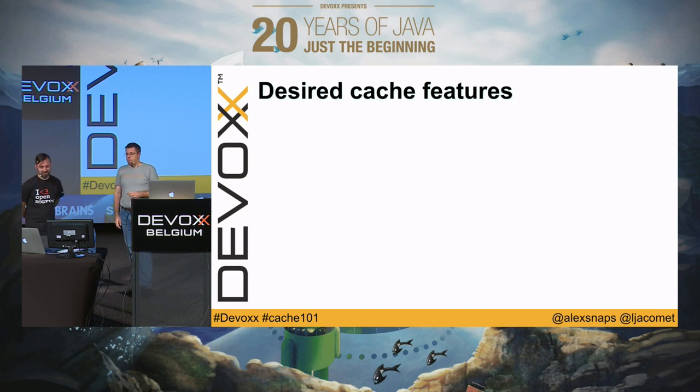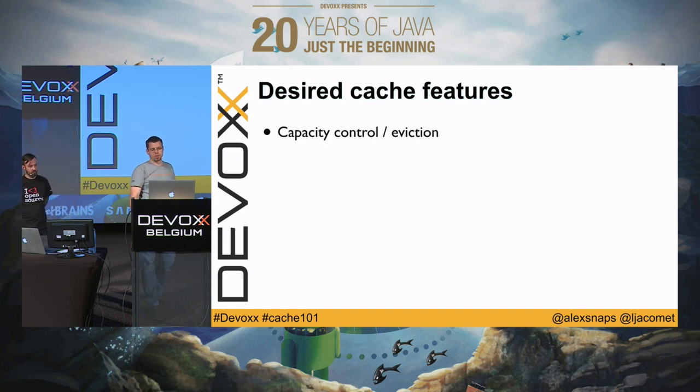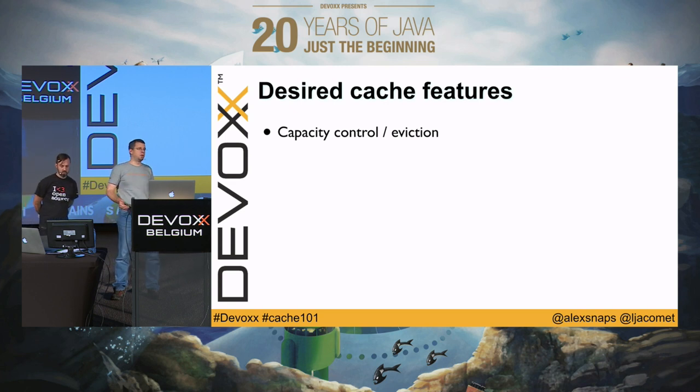So then a bit more on what we want with regards to features. One thing we said, since we're treating memory, we want something to control the capacity of our caches. We don't want them to grow unbounded. But that means eviction. Eviction is the process: you've got 20 entries in your cache, you've said my cache should have 20 entries, you add the 21st entry, and one of the first 20 goes out.